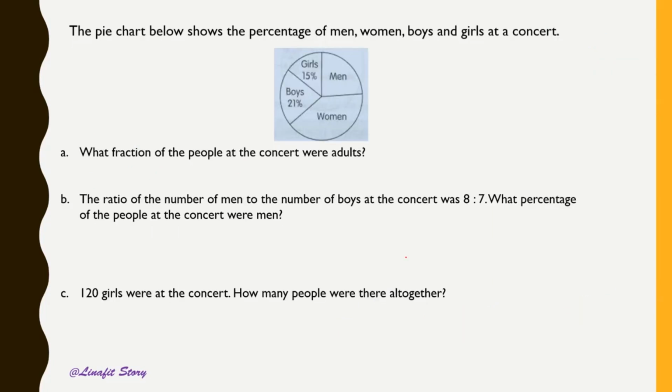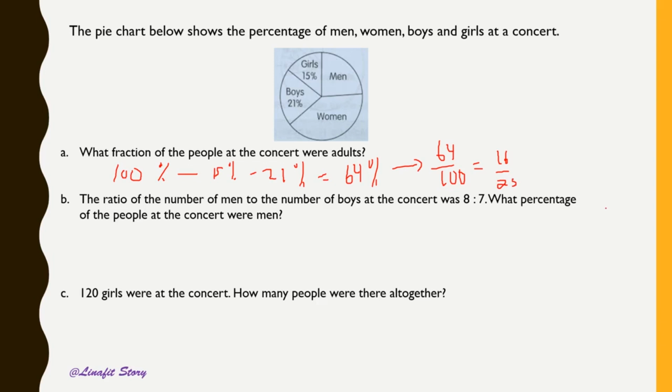The pie chart below shows the percentage of men, women, boys and girls at the concert. Question A. What fraction of the people at the concert were adults? The adults consist of men and women. So 100% minus 15 minus 21 equals 64%. Then convert it into a fraction. So 64 out of 100 equals 16 out of 25. So 16 out of 25 of the people at the concert were adults.